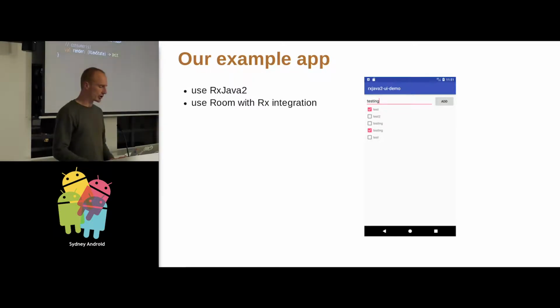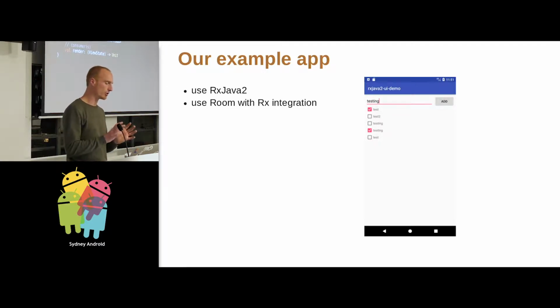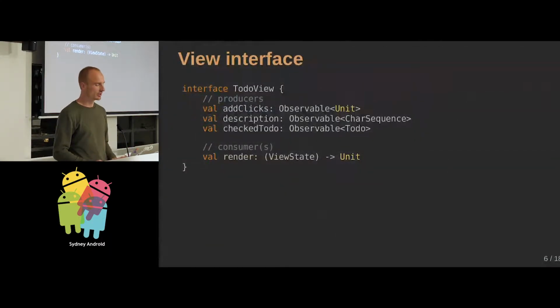The cornerstone of the architecture all revolves around the to-do view. In this case, that's the view interface for that particular screen. And I've divided it here in two sections. We have the producers, or the actions that come from the UI. They're all observables exposing a piece of data or just signaling a specific action.